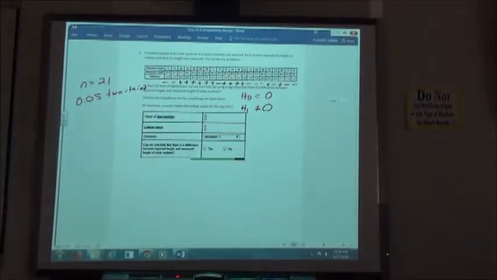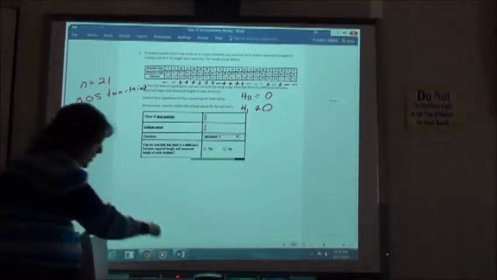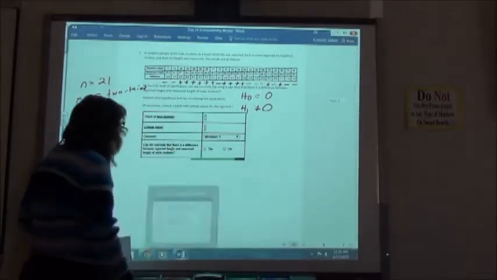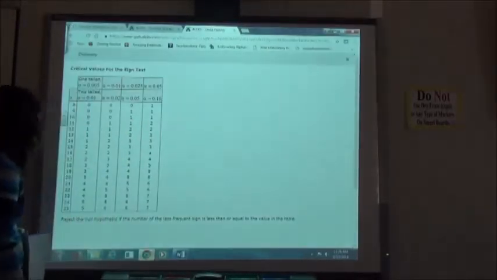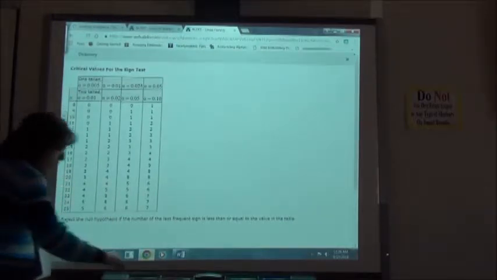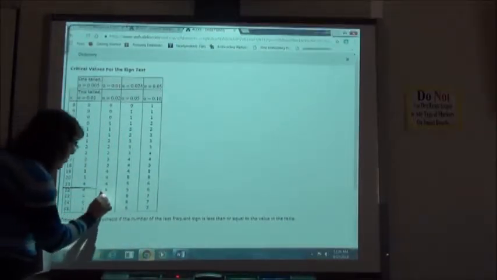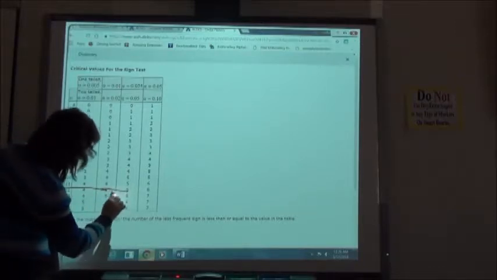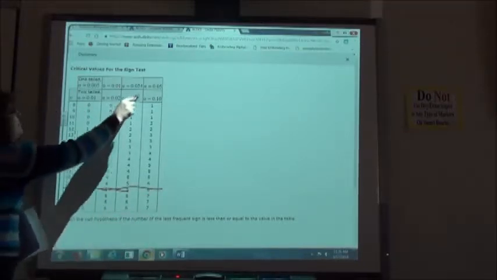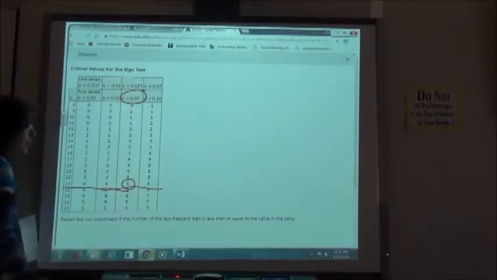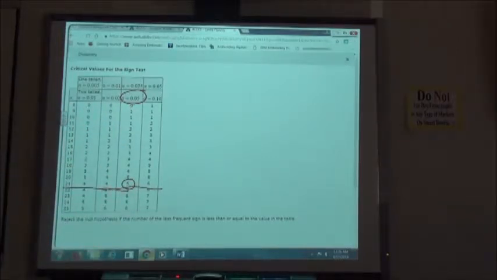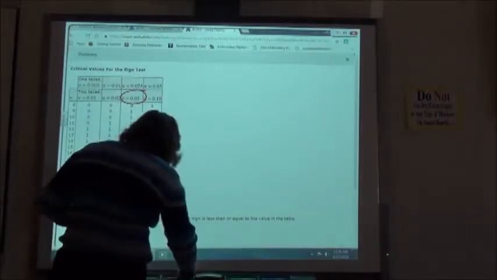Again, I'm going to erase this so I can go back and look at my table, but we'll put those back in there. So again, when I look at my table, I got to go over here. On my table, if n is 21, and I do a 0.05 level of significance on my two-tailed test, my critical value is going to be 5. I go ahead and look that up right away. My critical value is going to be 5.